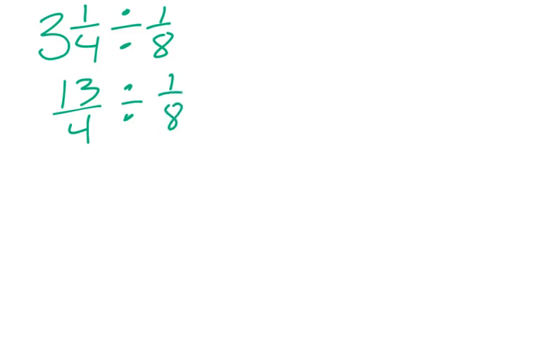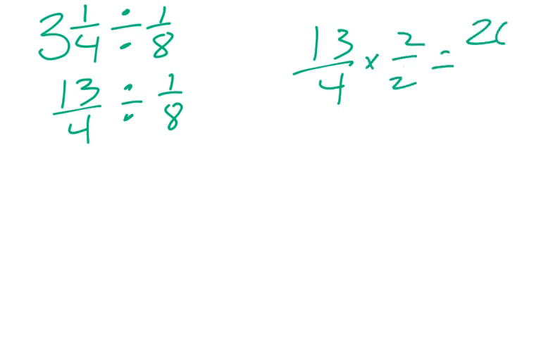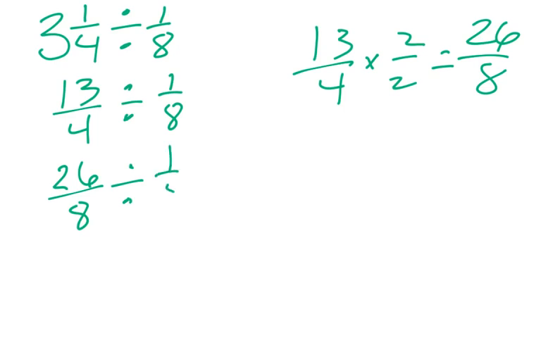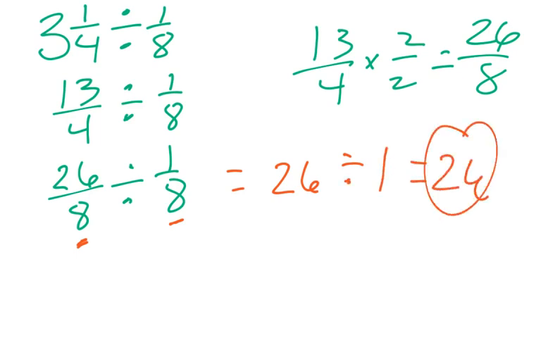So now I need to change 13/4 into 8s, and I'm going to do that by multiplying by 2 over 2, and I will get 26 over 8. So my new problem is 26 over 8 divided by 1/8. And when these denominators are the same, all you do is divide your numerators. The denominators kind of just disappear. So then this becomes 26 divided by 1, which is equal to 26.